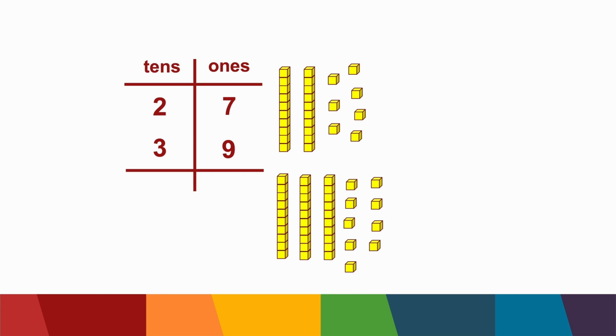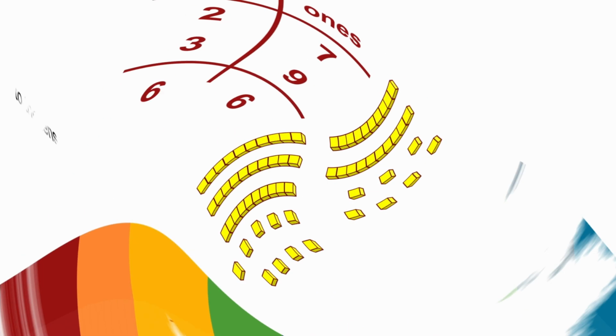Here we have 27 plus 39. We start in the ones column. 7 plus 9 equals 16. 16 is actually 1 ten and 6 ones. The tens belong in the tens column now. We carry the 6 down. Now we add the tens column. 1 plus 2 plus 3 equals 6. 27 plus 39 equals 66.